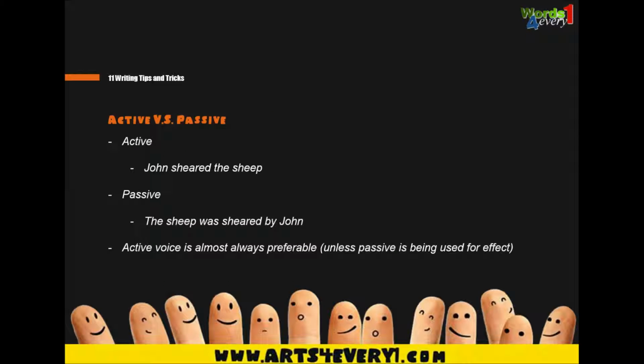Then we've got active and passive voice. So active voice is usually preferable because it uses fewer words and it's more direct. And basically active voice is John sheared the sheep. Passive is the sheep was sheared by John. So if you want to get technical here, sheep is the object. It goes subject, verb, object. So subject is John, verb is sheared, sheep is object. And passive is object, verb, subject, which you don't want.